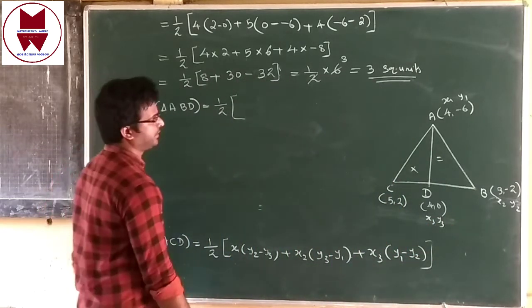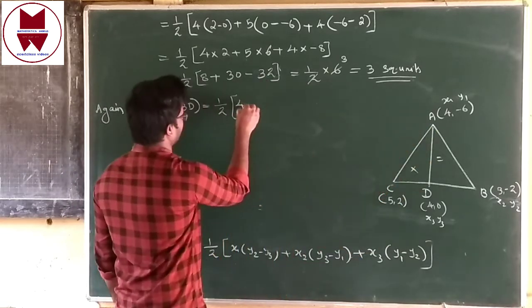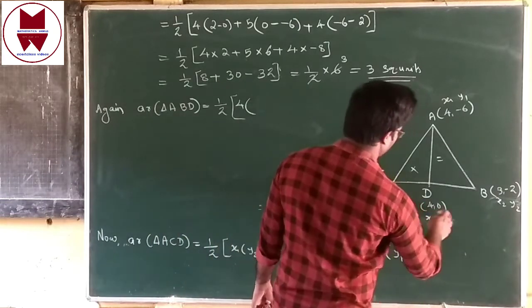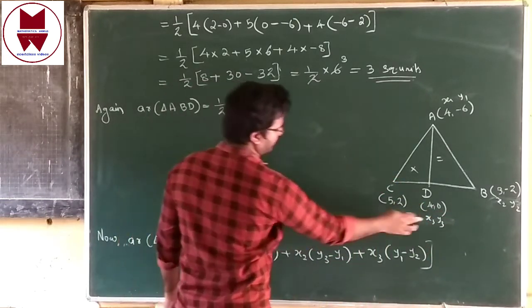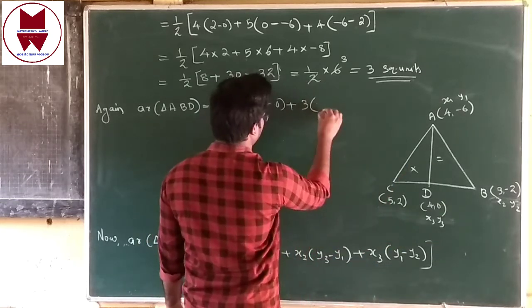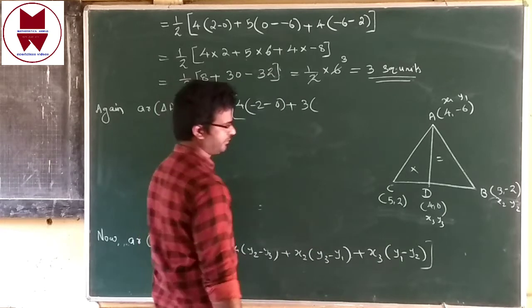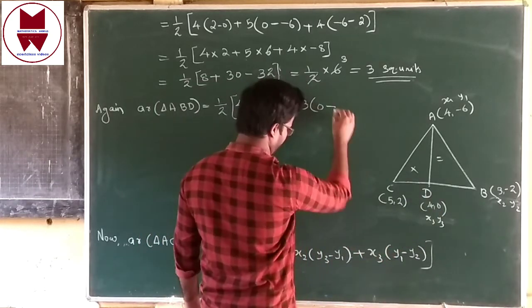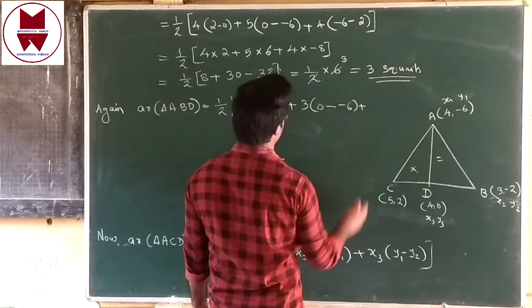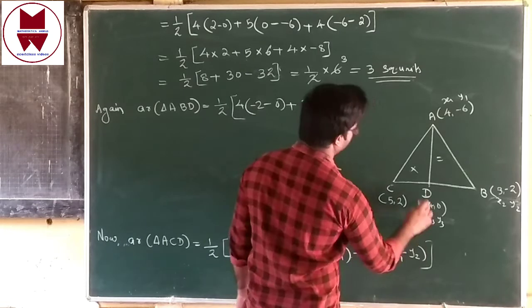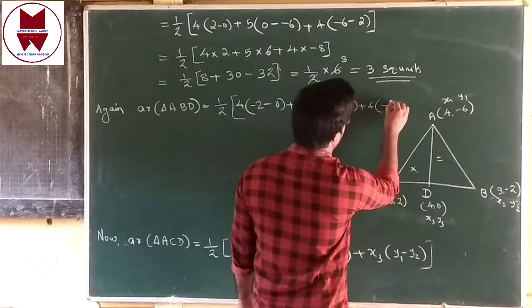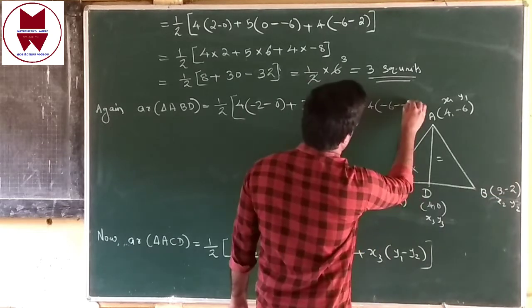x1 into, what is x1? x1 in here 4. 4 into, then y2 minus y3. y2 minus 2, minus y3 is 0. Plus x2 is 3 into y3 minus y1. y3 is 0. 0 minus y1 is minus 6, plus x3. What is x3? 4. Then y1 minus y2. y1 is minus 6 minus 2.